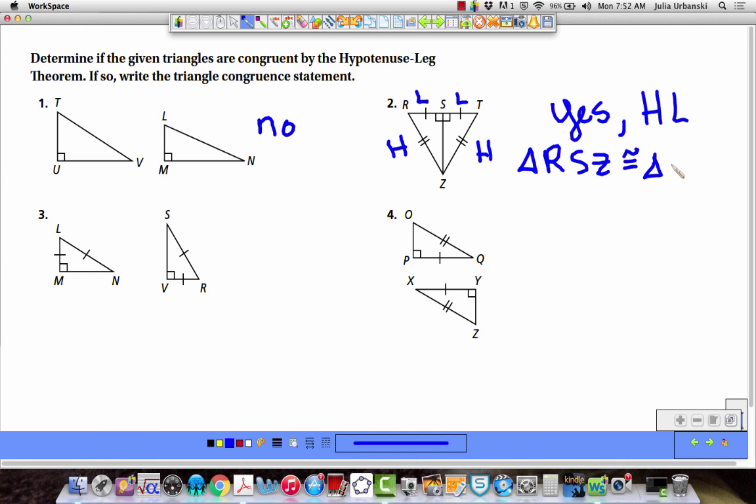Alright, now for number 3. Again, all of your other things work as well. It's just not hypotenuse leg, there's an extra one thrown on. And this one.